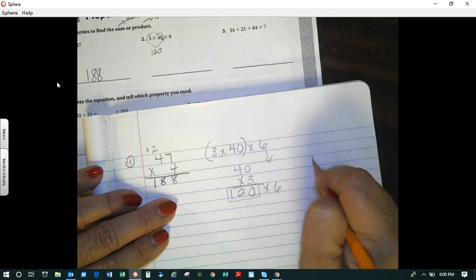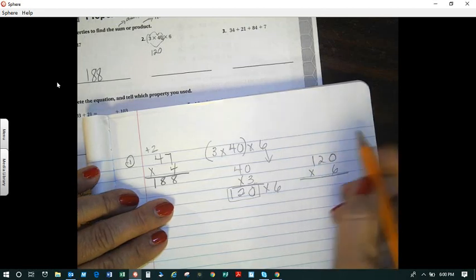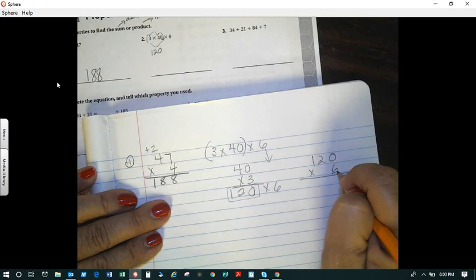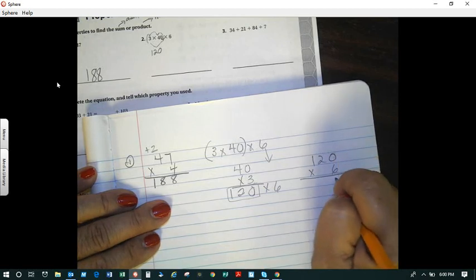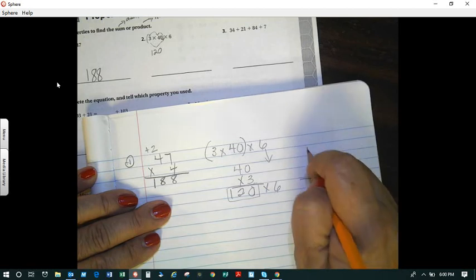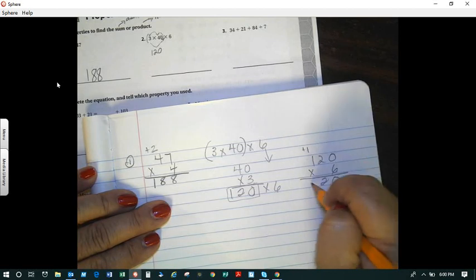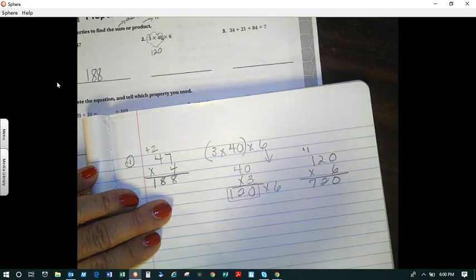If you're wanting to have your digits going up and down, one on top of each other, that's fine too. We have 6 times 0 is 0. 6 times 2 is 12. Can we regroup my 1? 1 times 6 is 6, plus 1 is 7, and so my answer is 720.